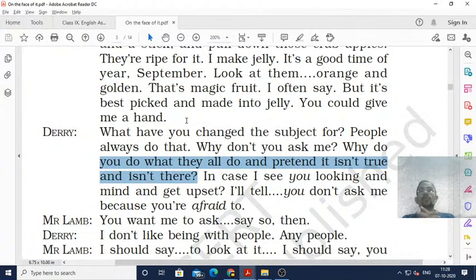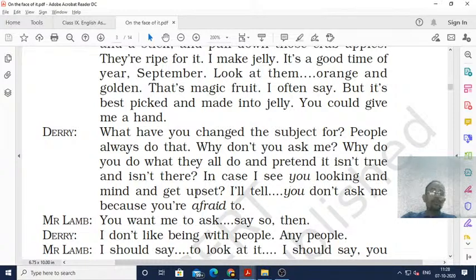But I want you to know the reason as to what compelled me to have such a face. Okay, in case I see you looking and mind and get upset, is it the reason for which you diverted the topic, for which you changed the topic? Is it because of the fact that I shall mind and I shall get upset?